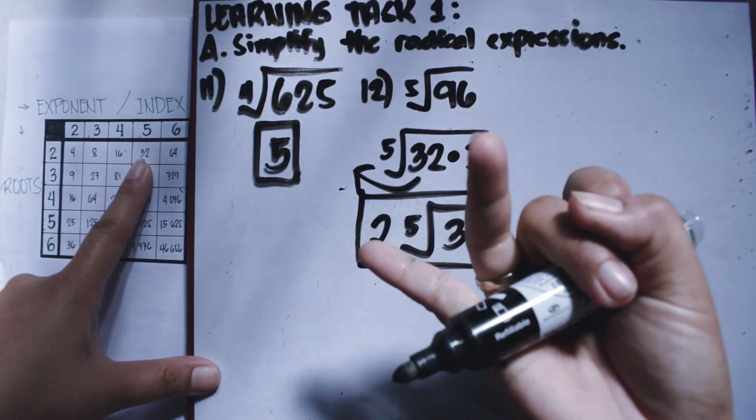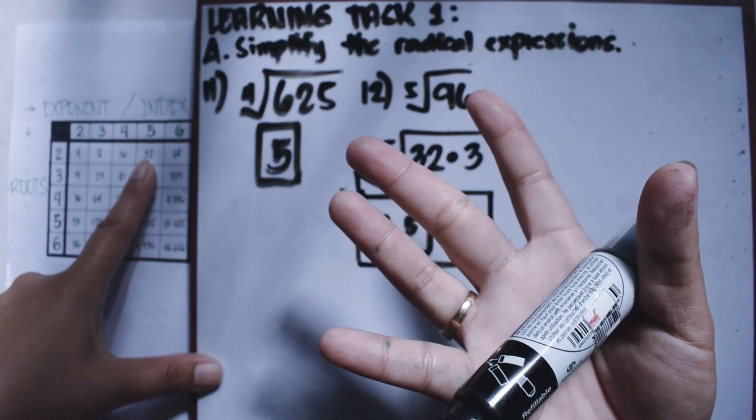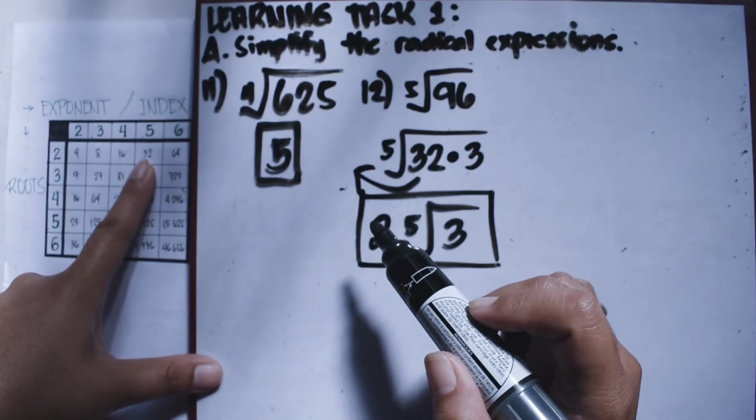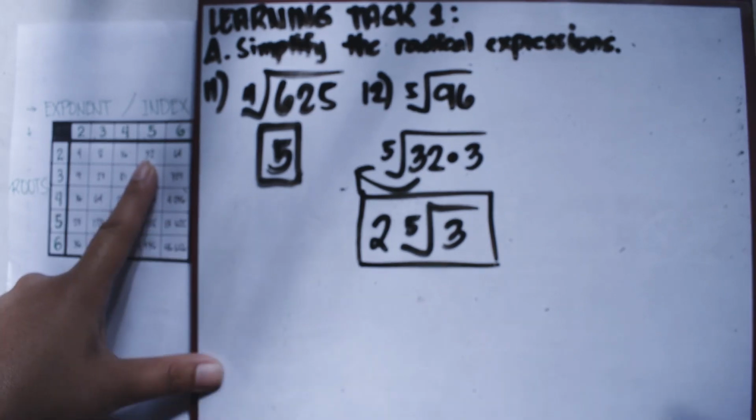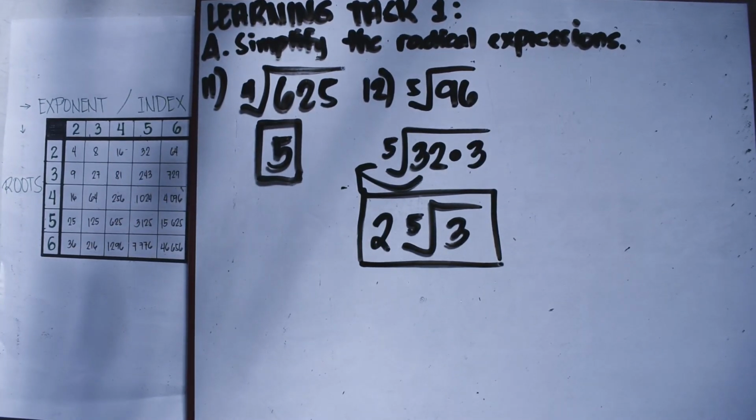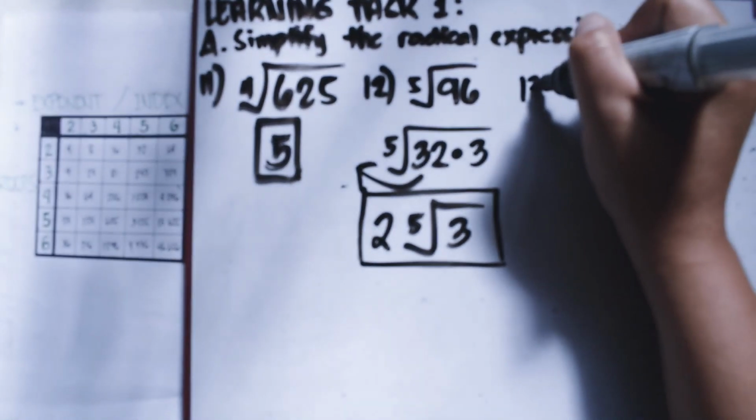So, we have 2 times 2, 4 times 2, 8 times 2, 16 times 2, 32. So, therefore, ang 5th root ni 32 is 2. And, syempre, nasa table naman yun. Kaya nga gumawa ng table para mas madaling makita. Nakuha. Now, let's now proceed with number 13.